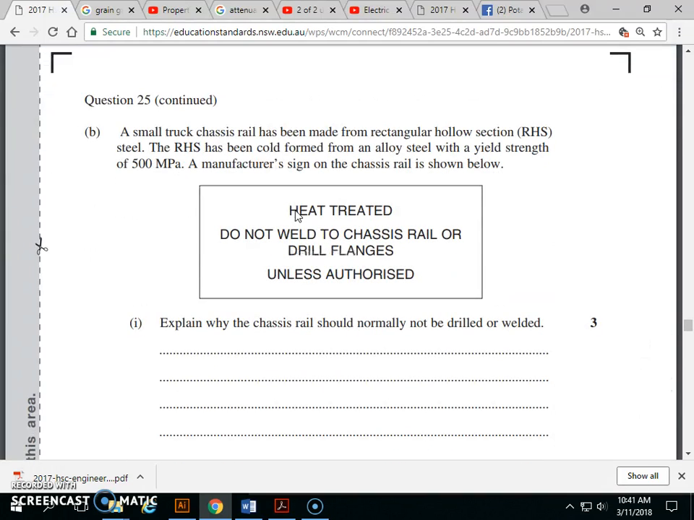So explain why a chassis rail should normally not be drilled or welded. It's a rail, a hollow steel section. Do not heat or weld. Oh, look, it's a hard question, right?